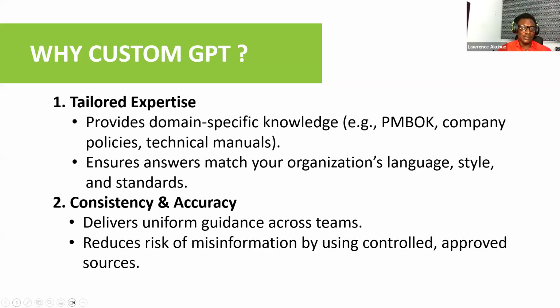Number one, tailored experience. You are providing domain-specific knowledge. Example, PM book, company policy, technical manual. Ladies and gentlemen, there are certain things you cannot access using ChatGPT. And also remember that ChatGPT is a large language model. Maybe you can use the brain of ChatGPT and tailor it down to a specific domain so that it will be more accurate. Rather than searching the whole world, I want to focus it on searching something specific.